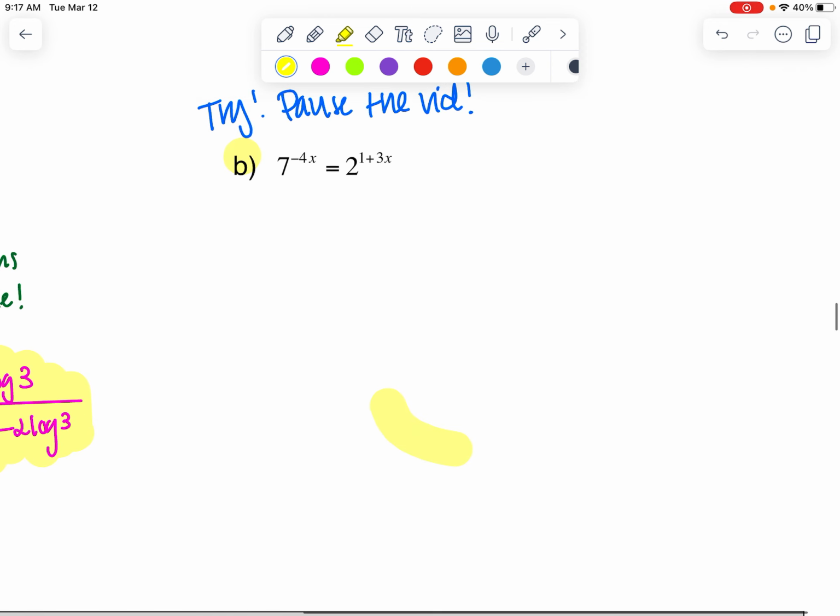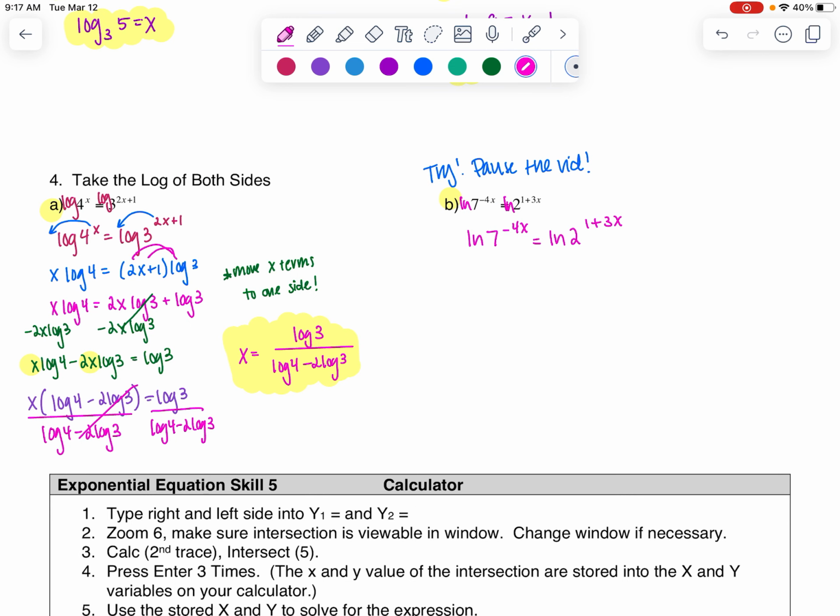I'm going to give you your first hint, and then I would like you to go ahead and try it on your own. Let's use the natural log this time and put those natural logs in front, and then rewrite it as ln of 7 to the negative 4x power is equal to the natural log of 2 to the power of 1 plus 3x. And kind of go through the motions that we just did with part A.